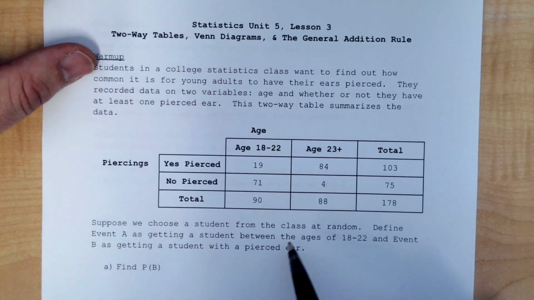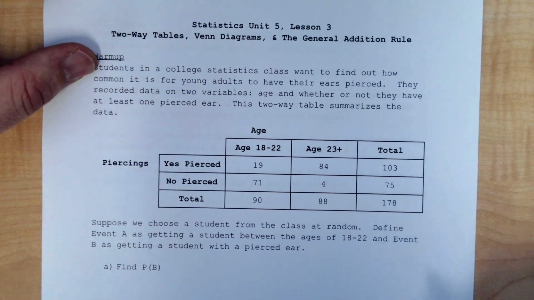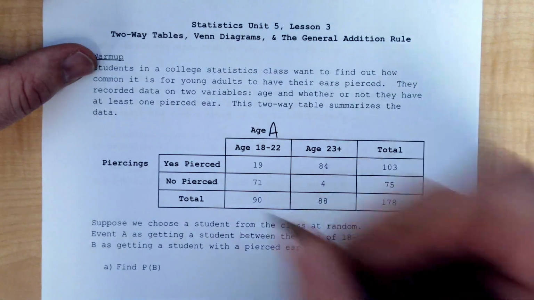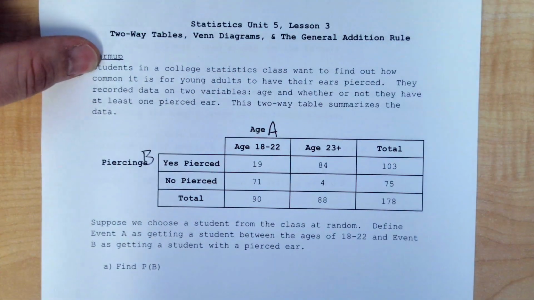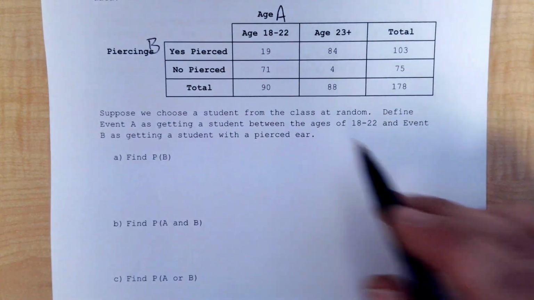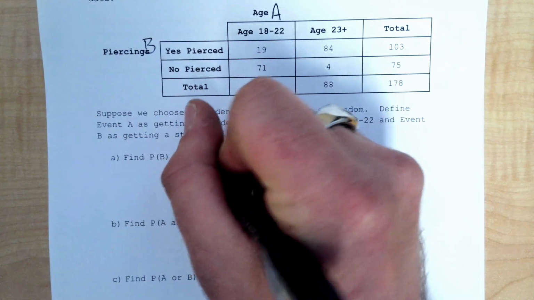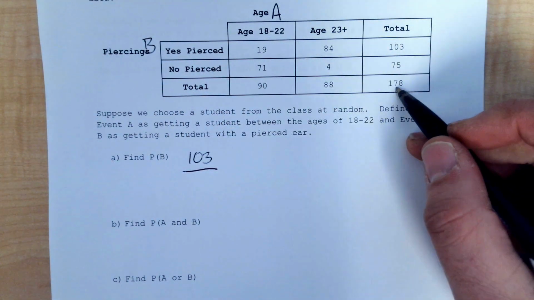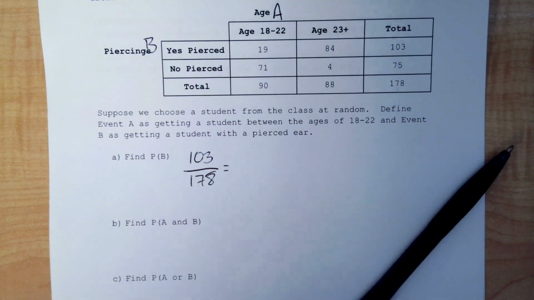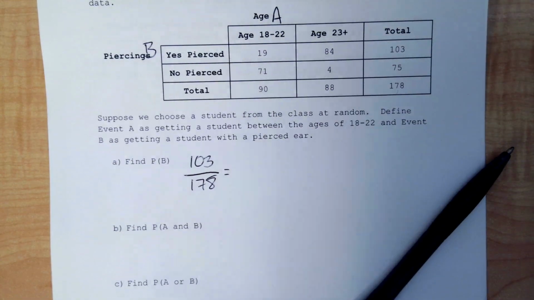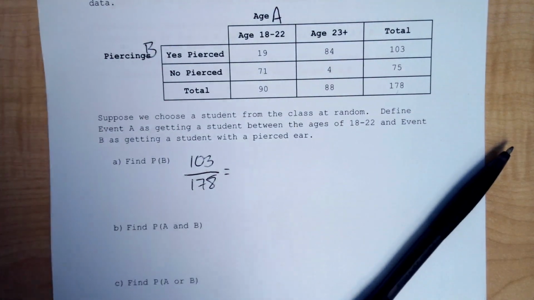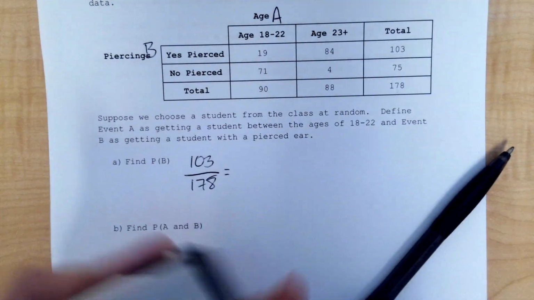This two-way table summarizes the data, and the totals are in the margins, like we looked at before. Suppose we choose a student at random from this class. Define event A as getting a student between the ages of 18 and 22, and event B as getting a student with pierced ears. So find the probability of B.